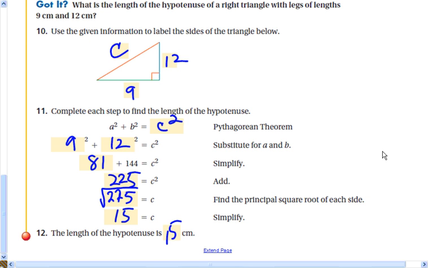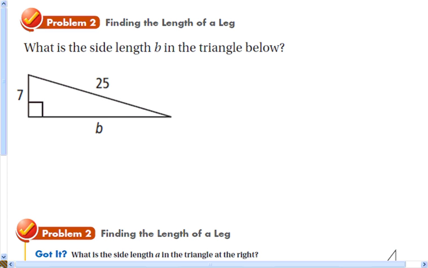Now, you probably remember from our doing quadratics that this would actually have two solutions, which are positive and negative square root of 225. But since we're talking about the length of the side of a triangle, we're always going to just want the positive one. All right, so what is the side length of B in the triangle below?